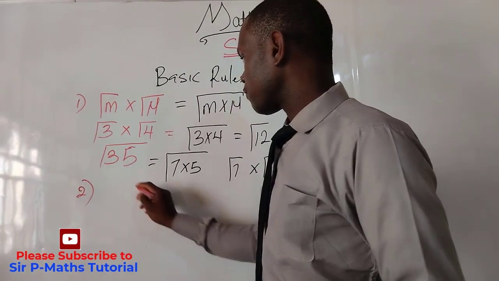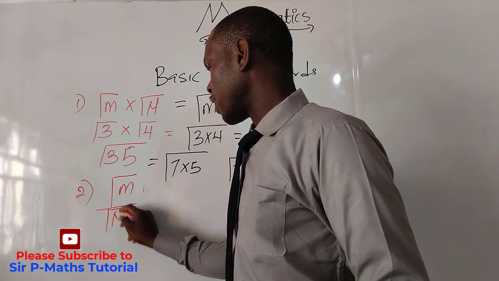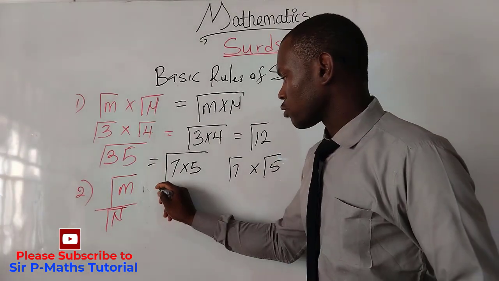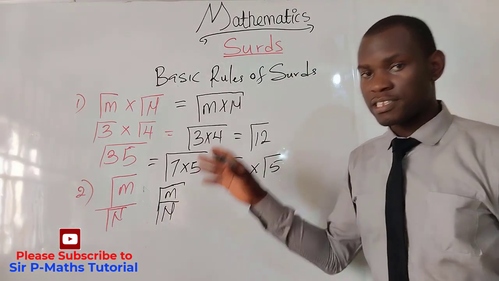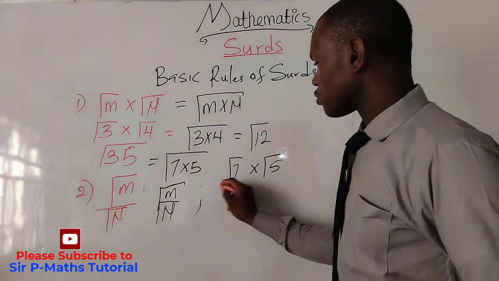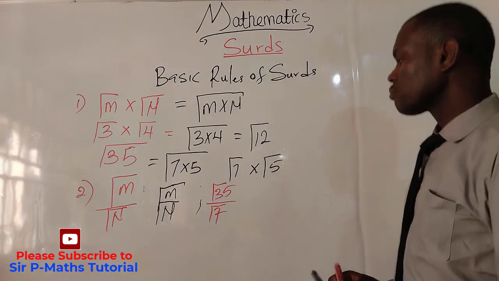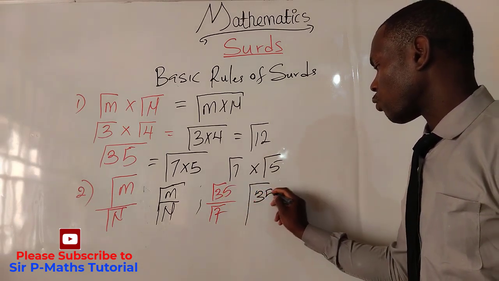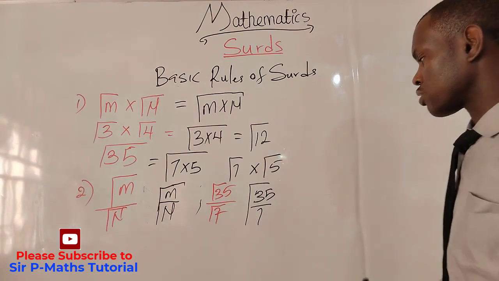So let's consider another rule, which is division. The second one, I have square root of m divided by the square root of n. Two surds dividing each other. The solution becomes the square root of m over n. Both of them will come inside the same root. Let's take an example. If I have root 35 divided by root 7, this gives me root of 35 over 7. Both of them have entered inside the same root, just like we have here.